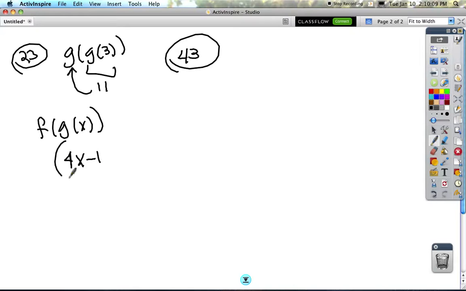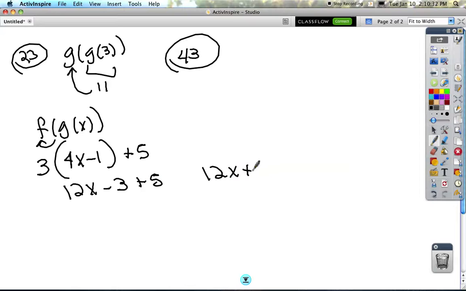4x minus 1. I'm putting that in parentheses. That's going into the F. So what's happening to the x in the F? It's changing 3 to 4x plus 5. Work this out. 12x plus 2 minus 3 plus 5 gives me 12x plus 2.